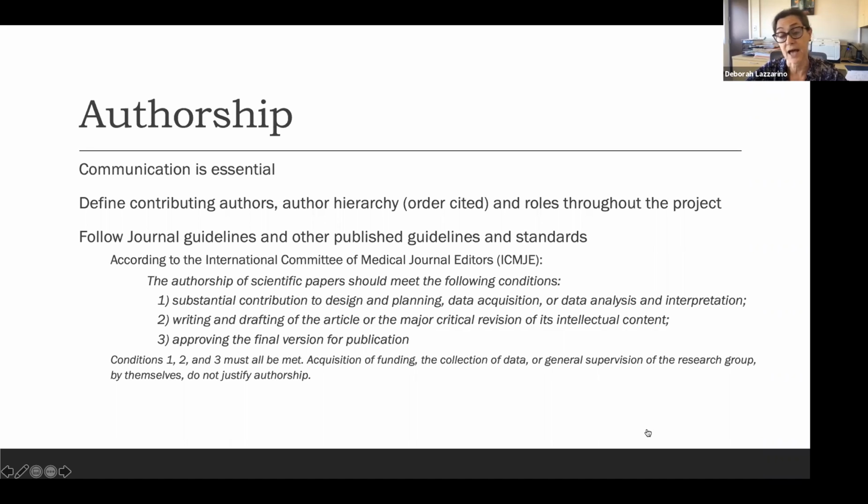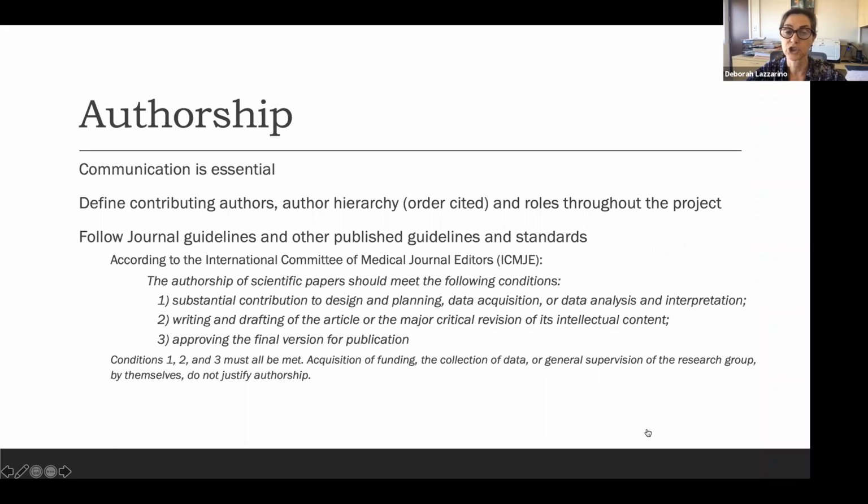There are good guidelines out there. There are good scholarly works talking about guidelines for authors and standards for authorship. One of them is the International Committee of Medical Journal Editors, and they define here, and this is very similar to what journals also will show on their website for the definition of authorship: substantial contribution to design and planning, data acquisition or data analysis and interpretation.